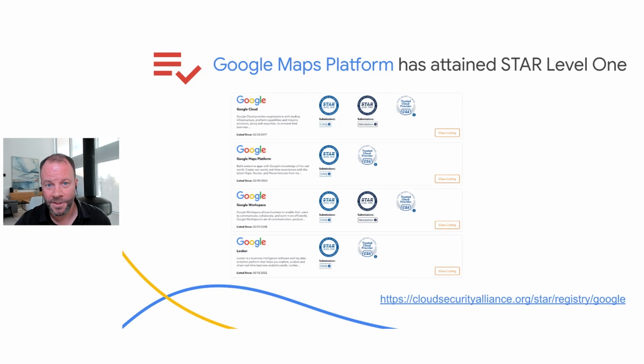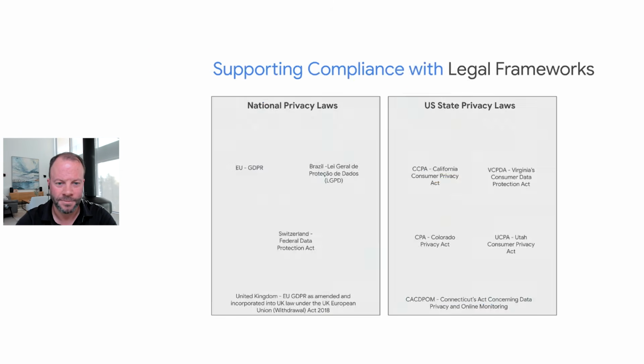Google Maps platform is not the first Google service to have attained CSA Star certifications. Google Cloud has levels 1 and 2. Google Workspace has levels 1 and 2. Google Maps platform, like I said, we just got level 1, and Looker has level 1. And finally, we are really looking forward to getting level 2 by the end of the year. If you would like to see or use all of our 270 different approved answers for security, privacy, and supporting regulatory requirements, it's available via the link below, or you could just Google it.